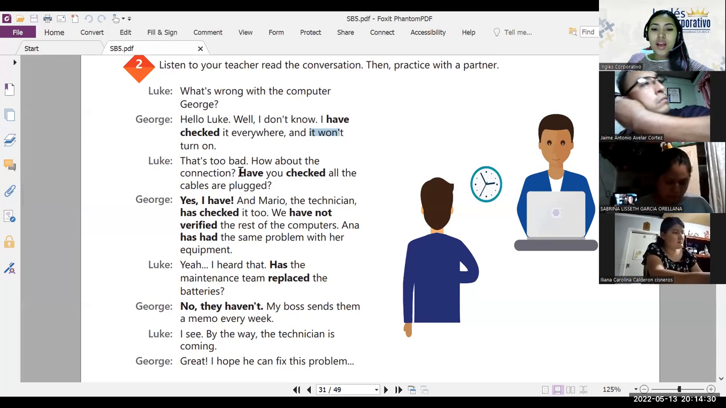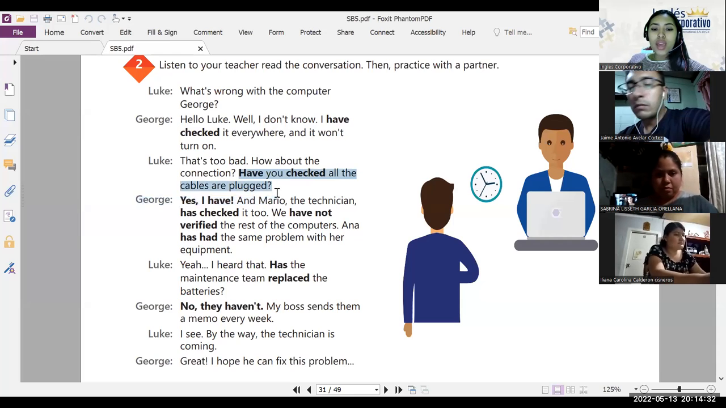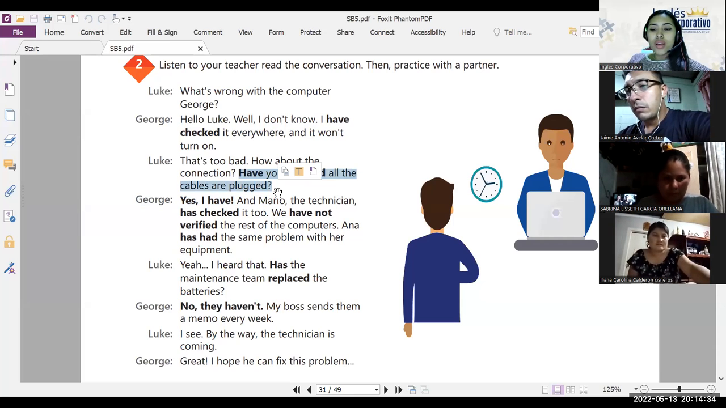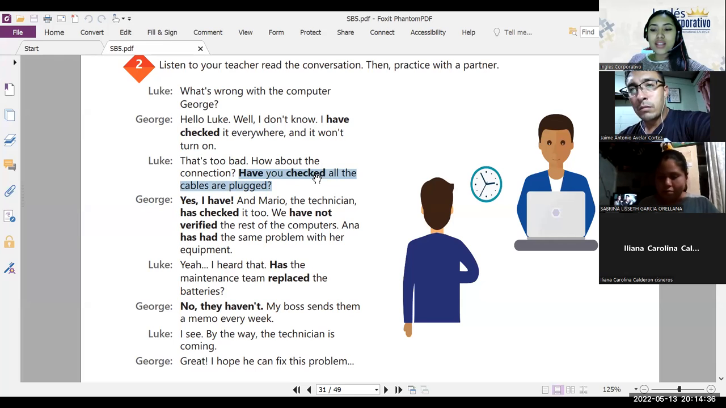Let's see the next one. Have you checked all the cables are plugged? Who can tell me what is this in Spanish? I mean, how do you translate this in Spanish? Have you checked all the cables are plugged? Are plugged?